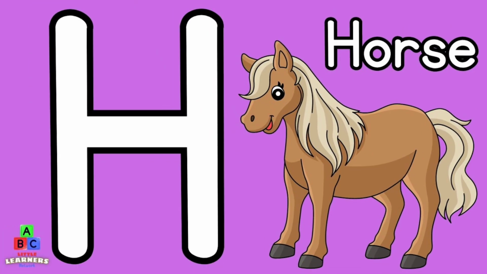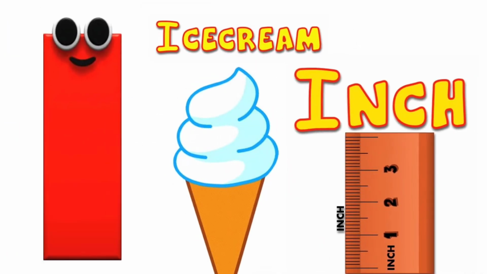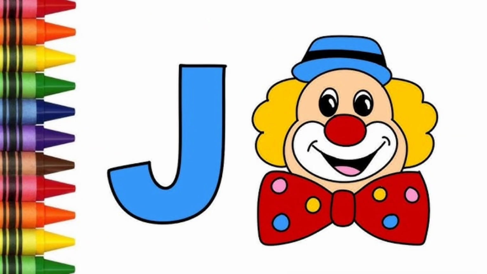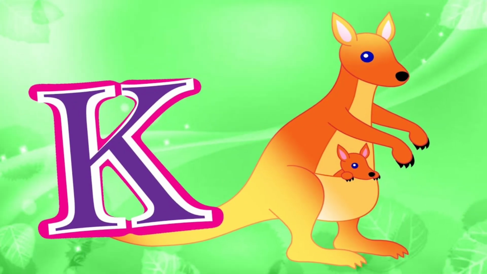H for horse. Say H for horse. I for ice cream. Say I for ice cream. J for joker. Say J for joker. K for kangaroo. Say K for kangaroo.